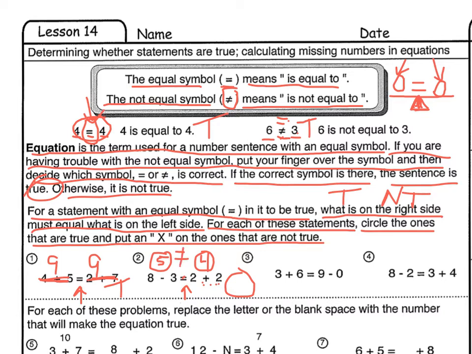You could even write it up here. 5 is not equal to 4, so that symbol of equal is not the right symbol, or not true. This is not a true equation. Okay, let's go to number 3.